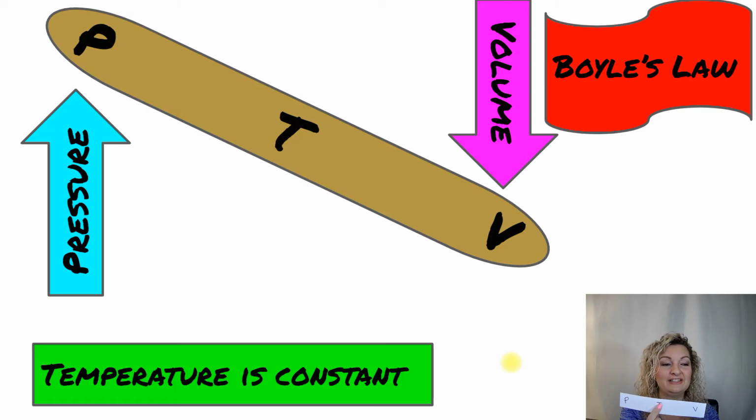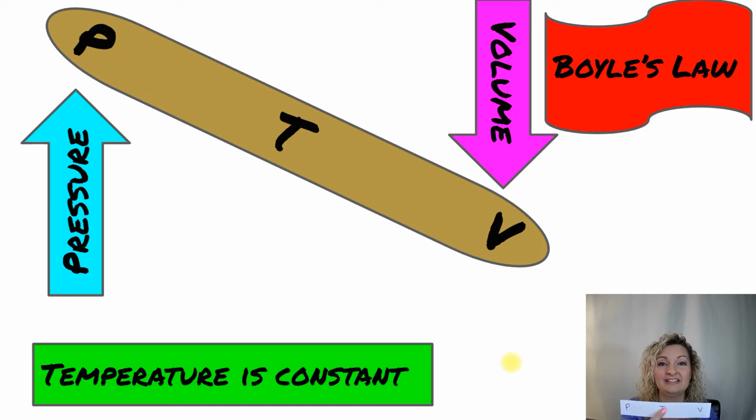And Boyle's Law states that when pressure increases, volume decreases. So do you see what I did there? I moved pressure upwards, showing that it's increasing. And then what is affecting the volume? Well, it's decreasing, right? Because temperature is constant. So as pressure increases, volume decreases.